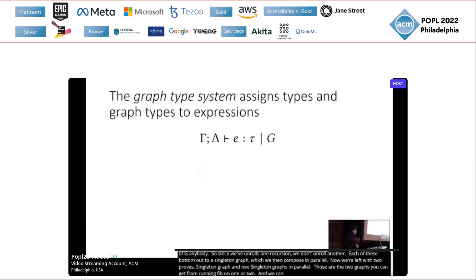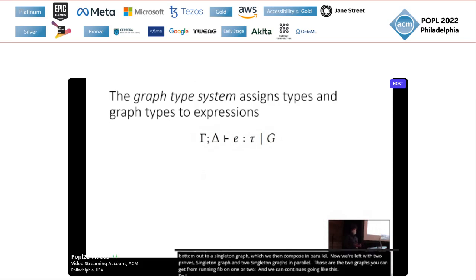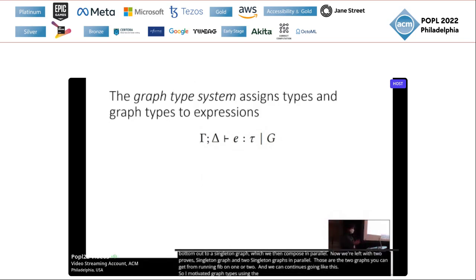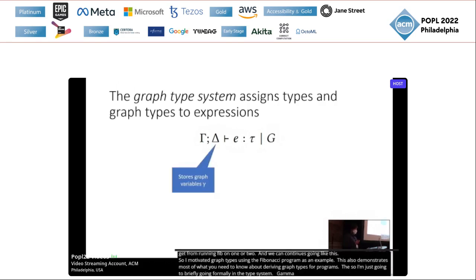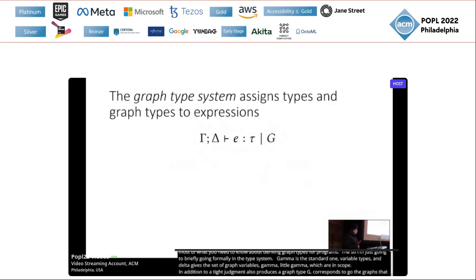So I motivated graph types using the Fibonacci program as an example. This also demonstrates most of what you need to know about deriving graph types for fork-join programs. So I'm just going to briefly go a little bit more formally into the type system. The judgment has two contexts. Gamma is the standard one, mapping variables to types. And delta gives the set of graph variables gamma, little gamma, which are in scope. In addition to a type, the judgment also produces a graph type G, corresponding to the graphs that evaluating the expression might produce. So the most interesting rule is the one for recursive functions.